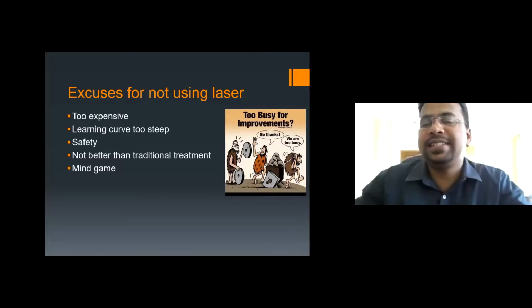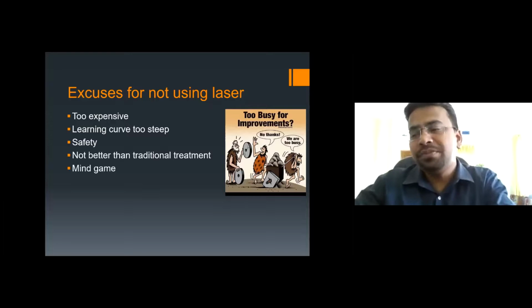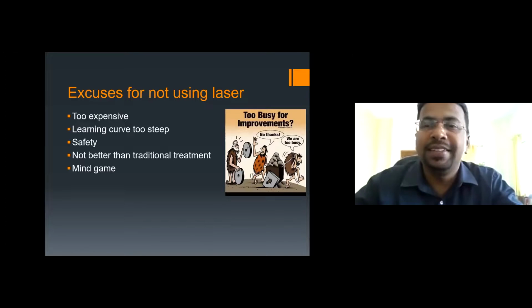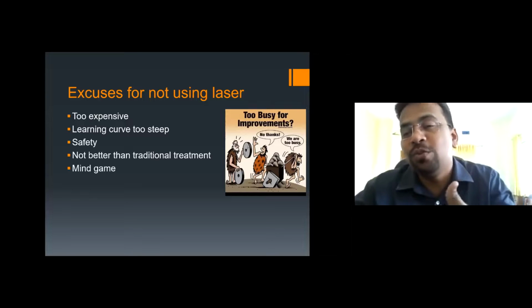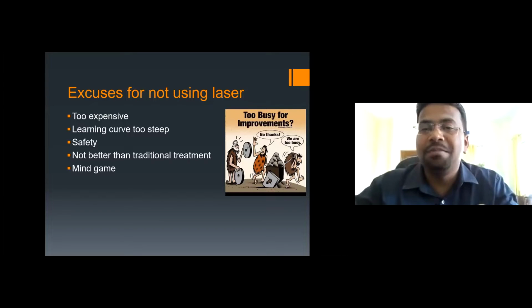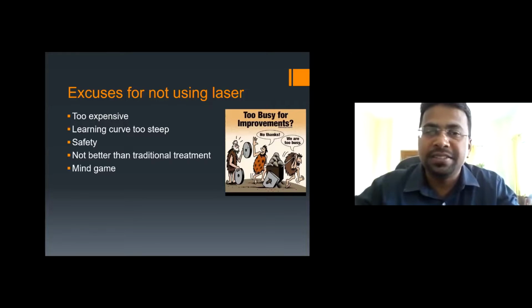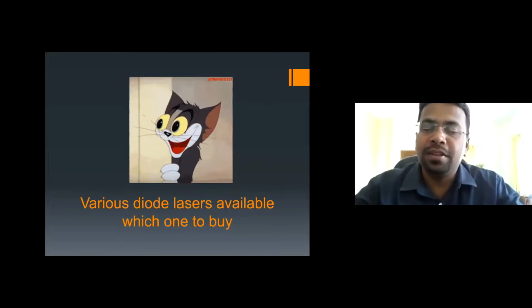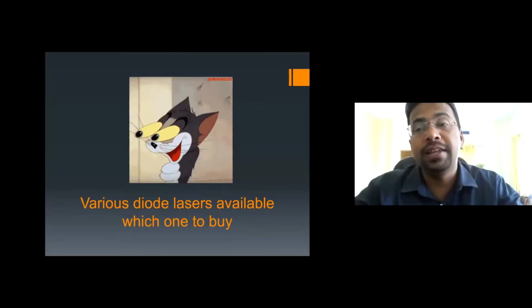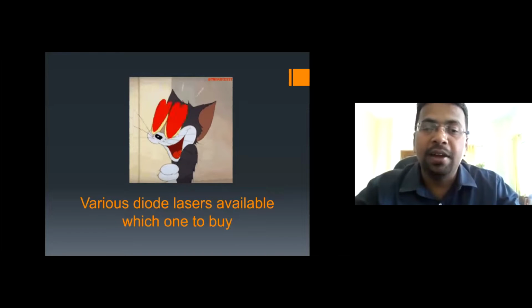If you can see this photograph on the right, they are too busy to improve and they want to go with the conventional method only. But trust me guys, if you improve yourself, it will be an easier task for you to go ahead in dentistry. Okay, now let's see how many lasers are available in the Indian market and which one to buy.